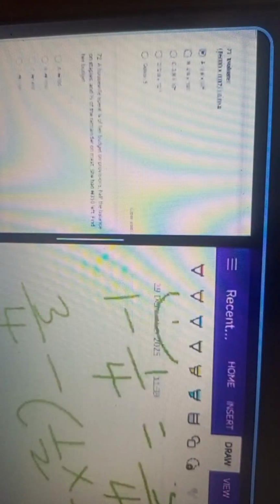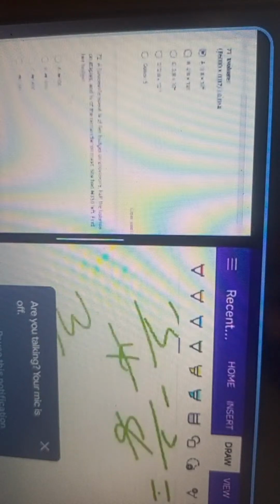So it's going to be 3/4 minus 3/8. LCM is 8. 8 divided by 4 is 2. 2 times 3 is 6. 8 divided by 8 is 1 times 3 is 3. So the balance will now be 3/8 of the budget, right? I hope you are following me.